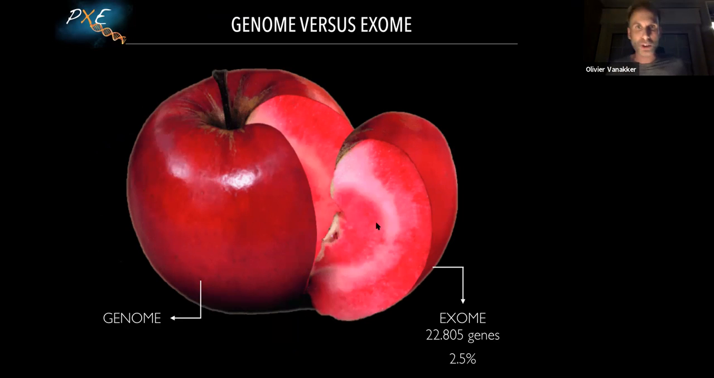And the rest, which is what is depicted here, the whole apple, is called the genome. And you can ask yourself, of course, if 2.5% is all your genes, what the hell does the rest do? And probably the rest is important to regulate these genes to make sure that they are active at the right moment, that they stop being active at the right moment, that they are active at the right percentage at the right moment in the right tissue, etc.